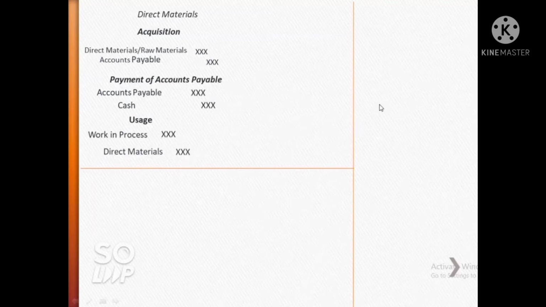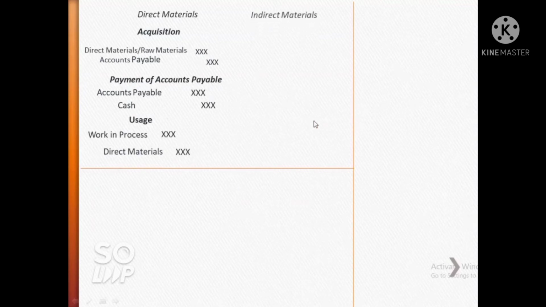So the credit for this one is accounts payable under the perpetual method. Upon payment, of course, you debit the accounts payable and then you credit the cash. And upon usage, you debit work in process and then you credit direct materials or raw materials. Sir, how about the indirect materials?